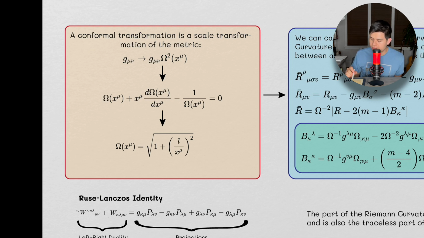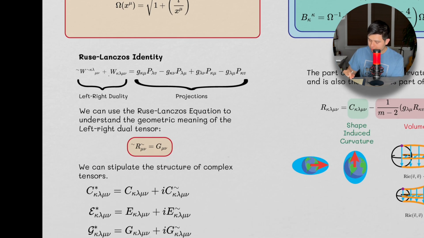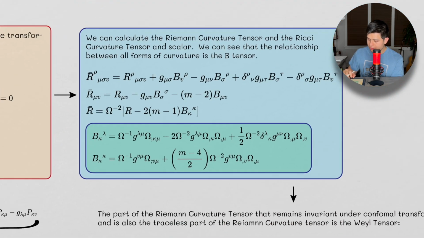So what we talked about was G mu nu transforming by some scale factor omega, and through this equation we were able to show this right here, and through this we were able to show that the conformal transformation looks a little something like this. So this is a solution to this differential equation where x mu nu is location on the manifold, and L is a constant.